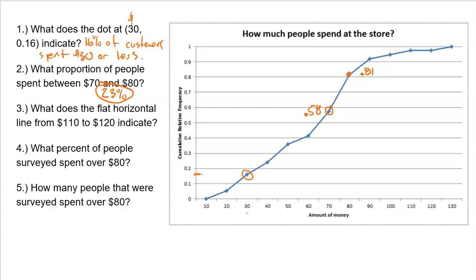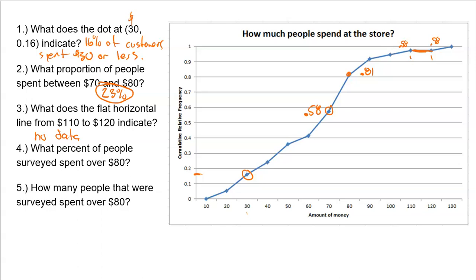Now, what does the flat line between 110 and 120 indicate? That means that there's no data there. No people spent between 110 and 120 because we didn't change. We were at about the 98th percentile for both of those. So at 110, about 0.98, 98% of people were under 110. At 120 it was the same thing, 0.98, 98% of people spent less than 120. So the fact that we flatlined there simply means that there was no data there. That'd be like an empty bin if we were making a histogram.